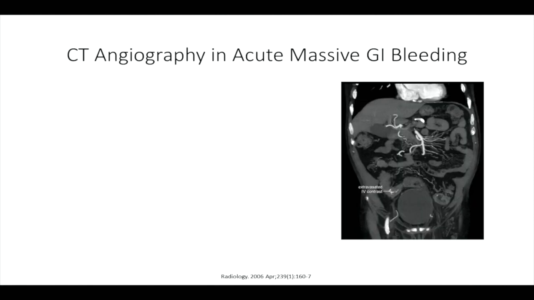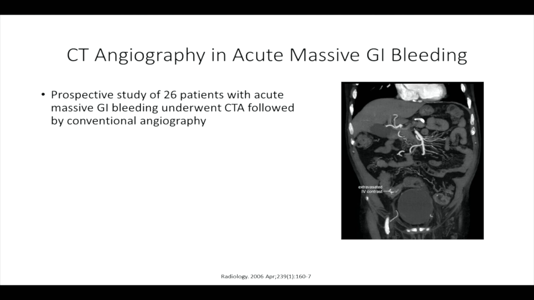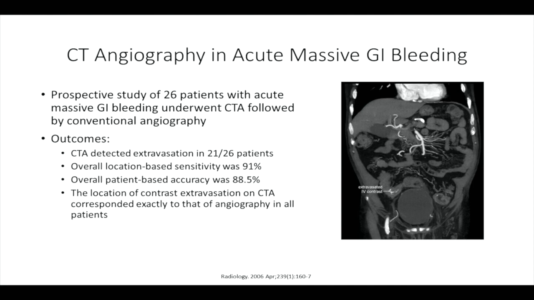We mentioned the sensitivity and specificity of CTA, but in this prospective study of 26 patients with acute massive GI bleeding who underwent a CTA followed by conventional angiography, the CTA detected extravasation in 21 out of 26 patients and was able to localize the bleeding effectively in almost 90% of patients. The location of contrast extravasation on CTA corresponded exactly to that of angiography in all of these patients. So again, a very, very effective study.